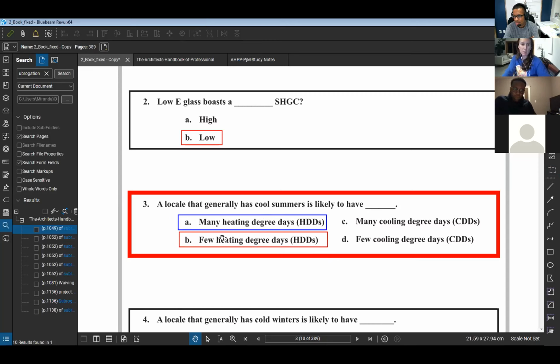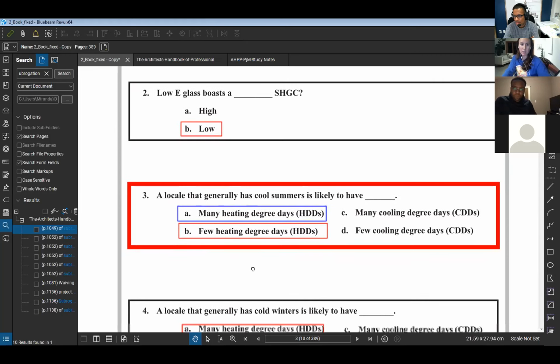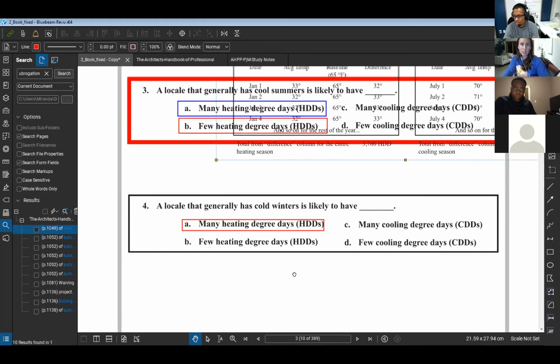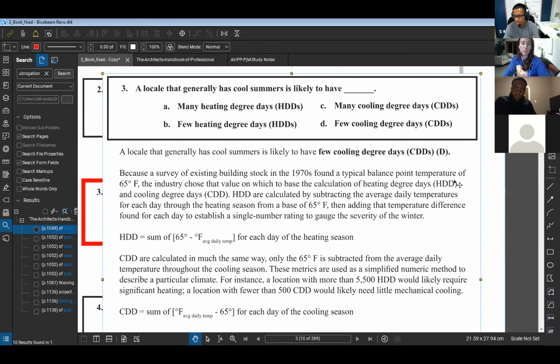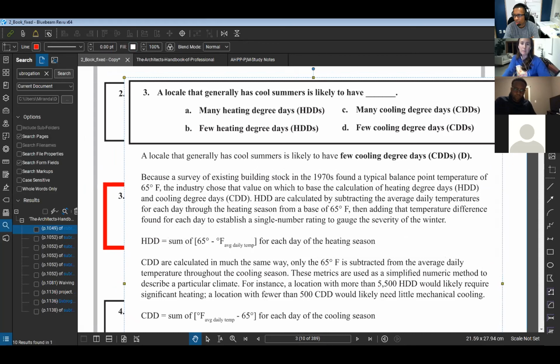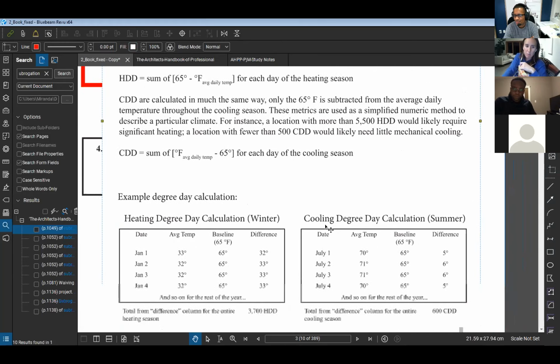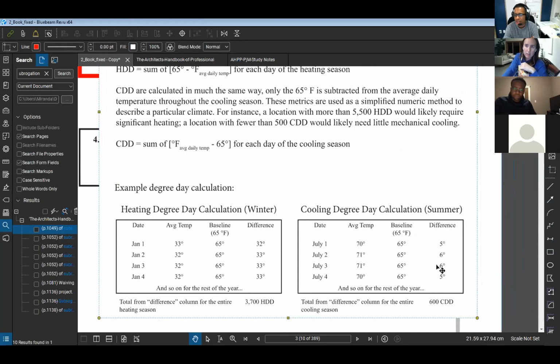Well, my reasoning for this, I thought cool summer meant it's a cool winter. So that was my logic for saying few heating degree days, but yeah, I totally guessed. And the correct answer is few cooling degree days. So Darwin, do you think I need to know these for PDD or is it more PA? Yeah, PDD, but you need to understand them. PA and PDD, but PDD mostly.